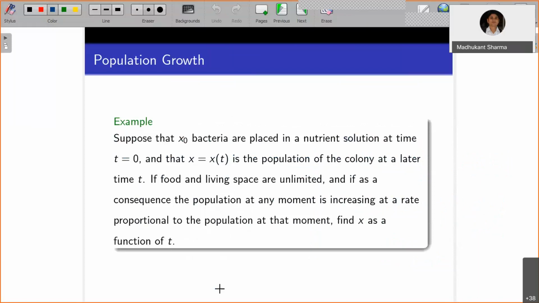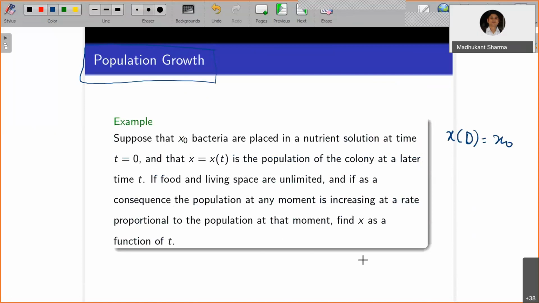So let's end this session by giving one application, which is called population growth, which can be modeled by differential equations. Suppose that x0 bacteria are placed in a nutrient solution at time t equals to 0. So if x is a function of time, x at 0 is x0. Initially, x0 bacteria are there. And x equals to x of t is the population of the colony at a later time t.